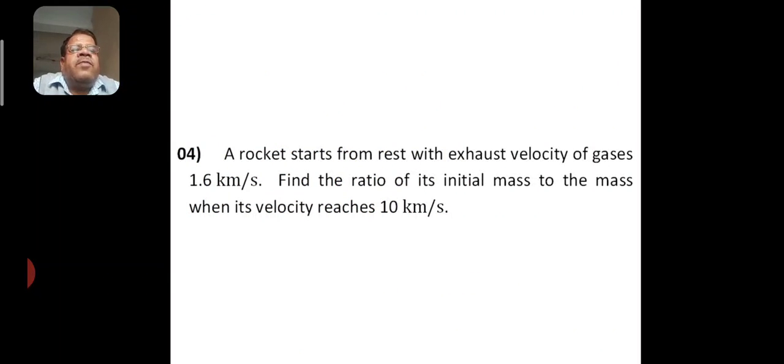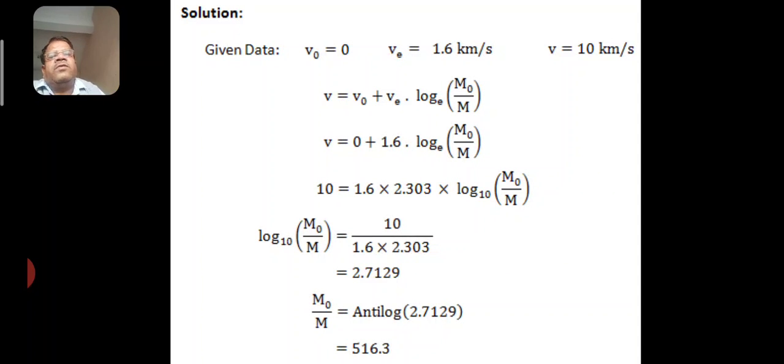A rocket starts from rest with exhaust velocity of gases 1.6 km per second. Find the ratio of its initial mass to the mass when its velocity reaches 10 km per second. Observe the solution.